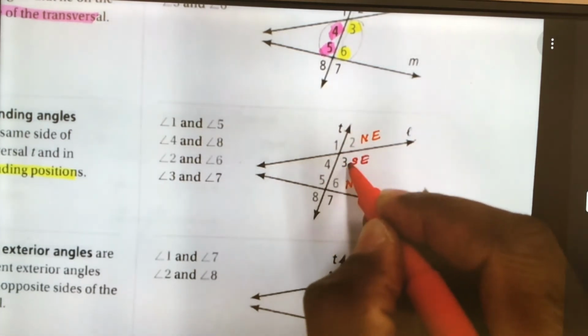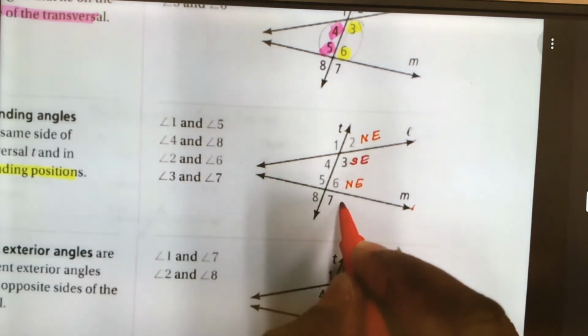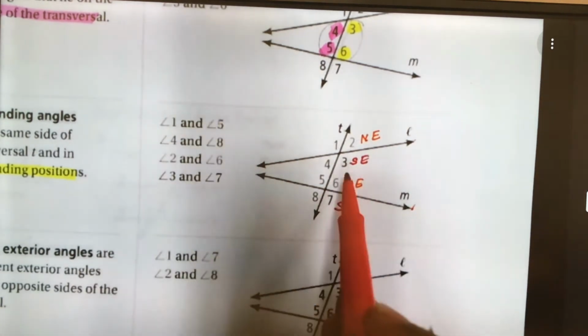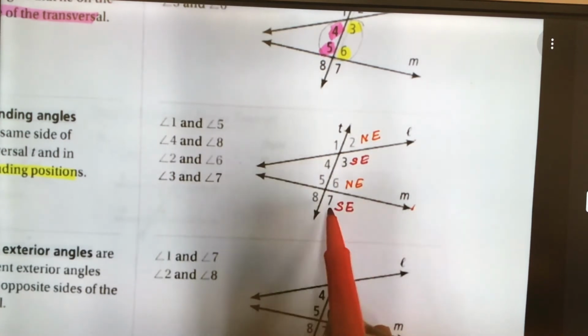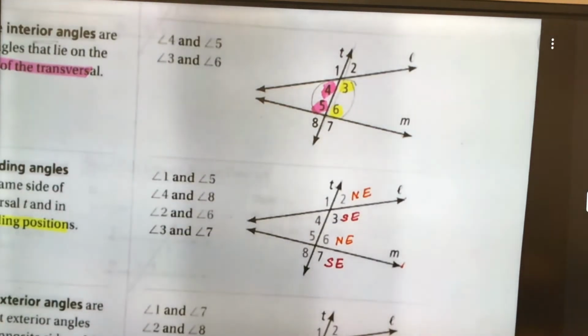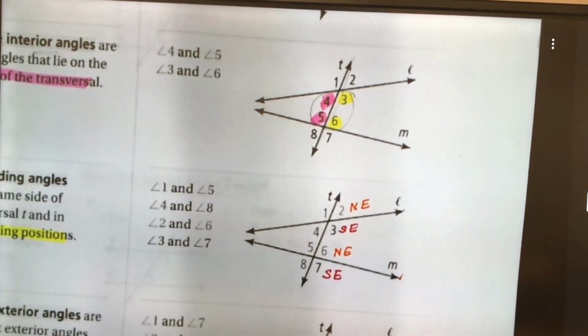So this is a southeast location. If you look at the 7, that is also southeast location. So angle 3 and angle 7 are corresponding angles. So when you look at the next two pairs of corresponding angles, that means angle 1 and angle 5.